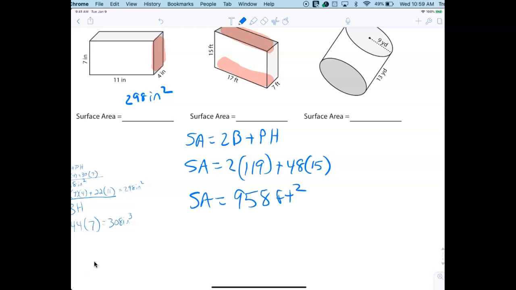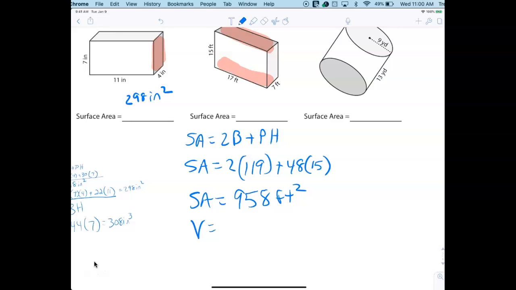958 square feet. How is that? Yeah. All right. Now we do volume. Volume equals what? I got 766. So try to get on your calculator. That's why you're supposed to have 2 times 119 plus 48 times 15. I did a different base. That's why I said, let's do it together. The base, I wanted it to be 17 times 7. You with me? All right.